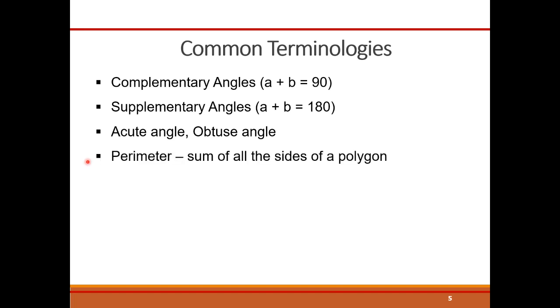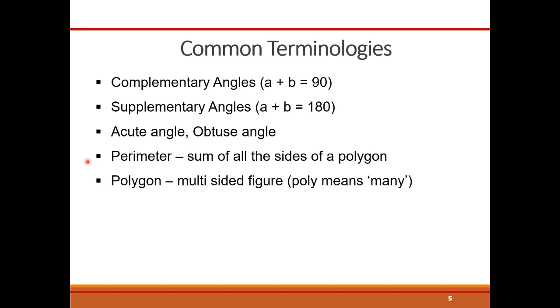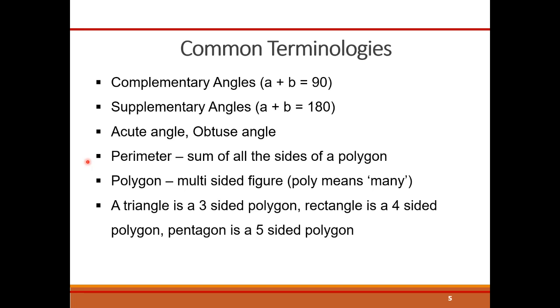Perimeter. It is the sum of all the sides of a multi-sided figure. A polygon is a multi-sided figure. A triangle is a three-sided polygon. A rectangle is a four-sided polygon. A pentagon is a five-sided polygon. These are the examples.